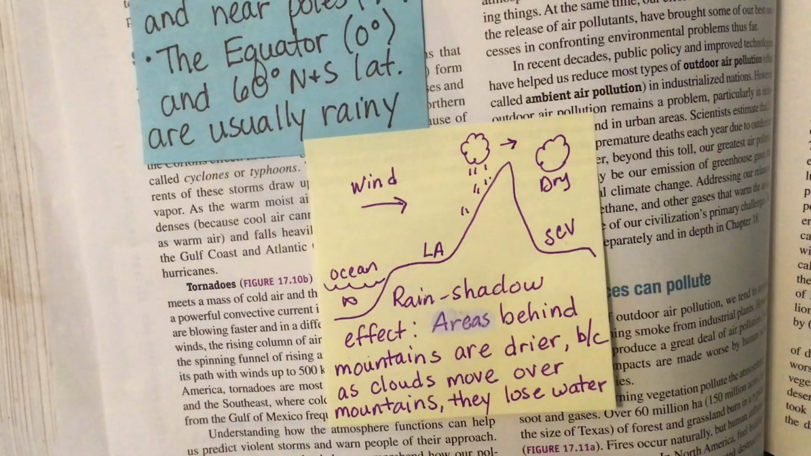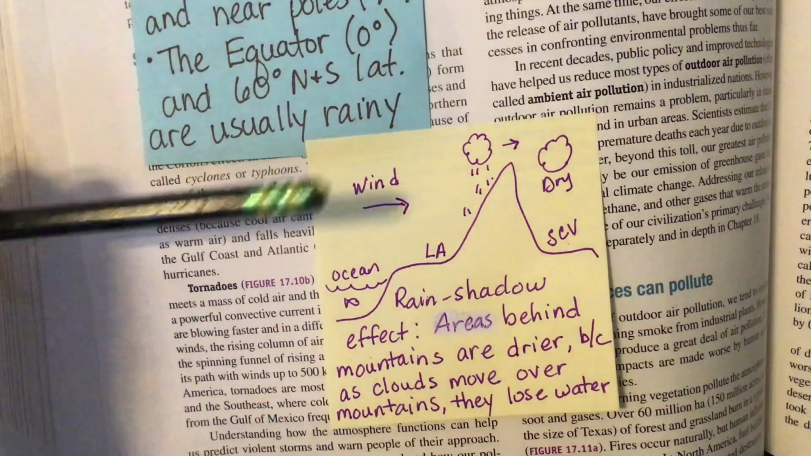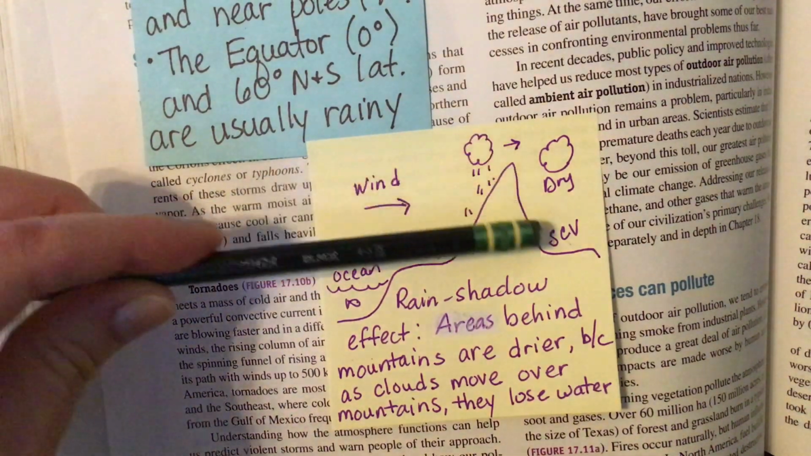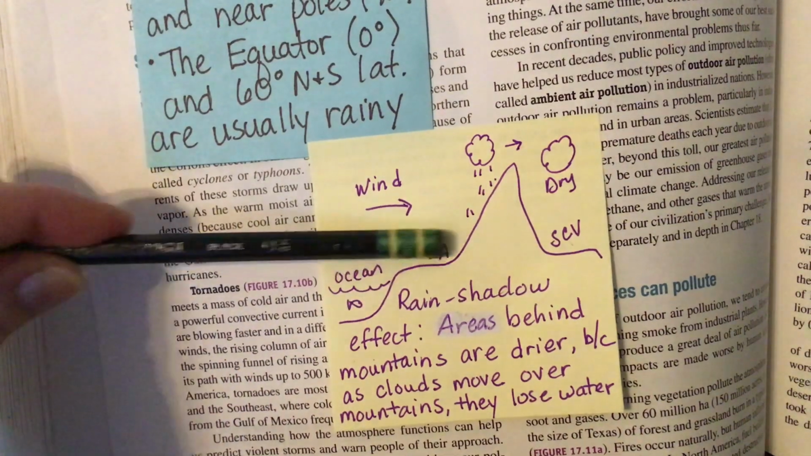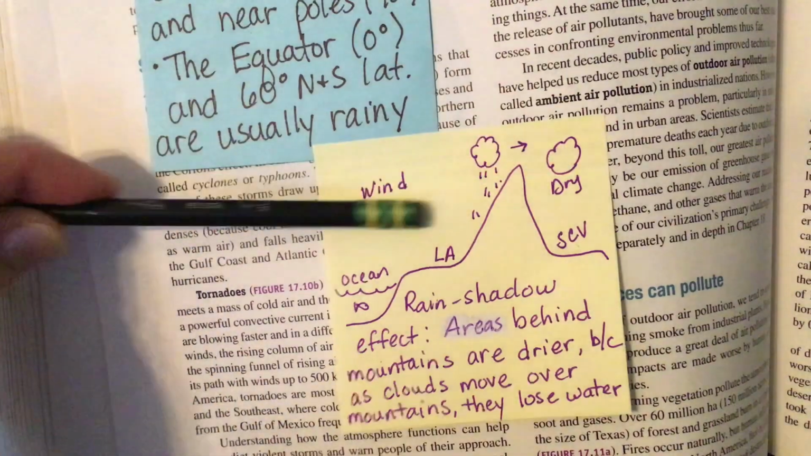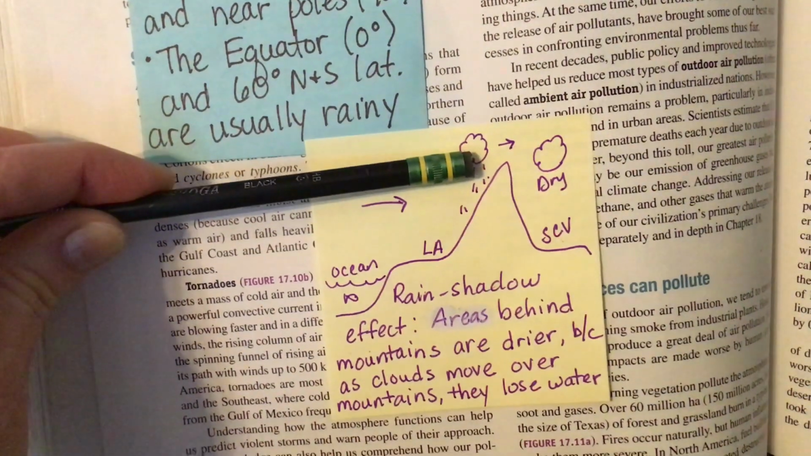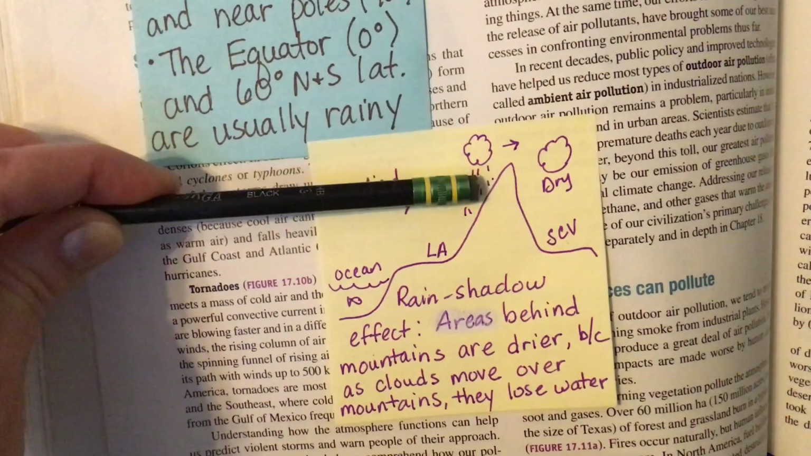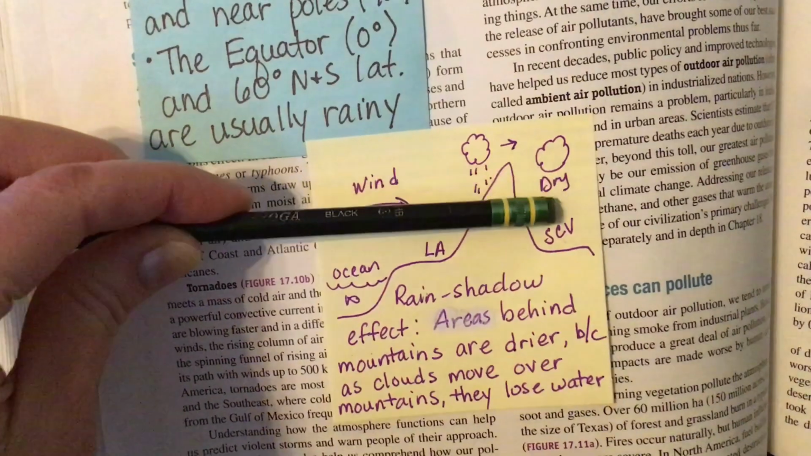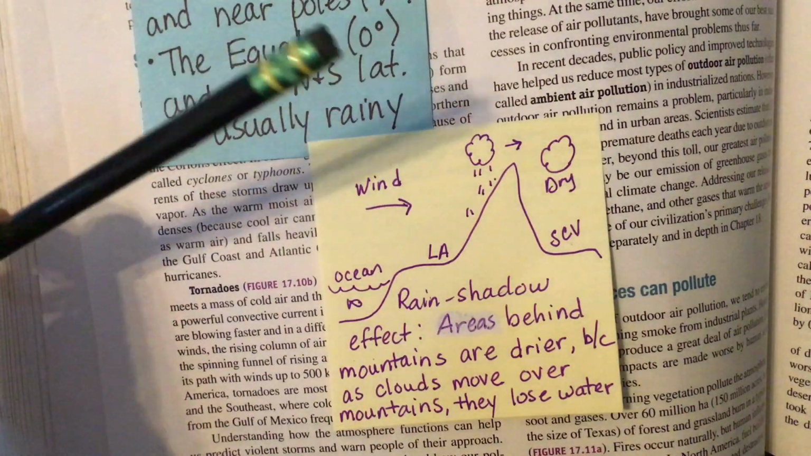Another reason why we are so dry is because we're in a rain shadow. So what happens is that areas behind mountains are drier because as rain is formed over the ocean, it travels over land, but as it rises, it can't hold as much moisture. So it drops its moisture on this side of the mountain, and by the time it gets to the other side of the mountain, it doesn't have very much moisture at all.